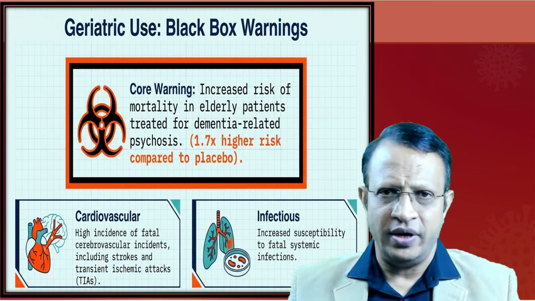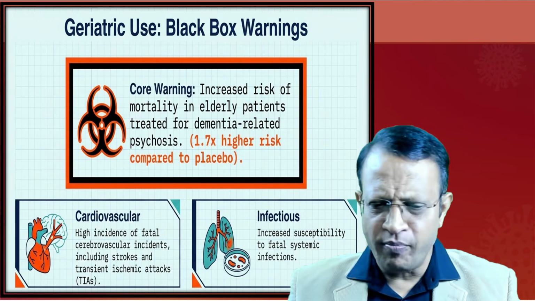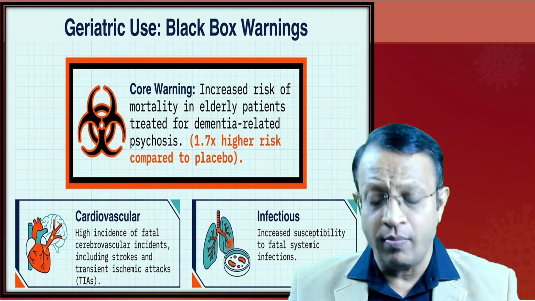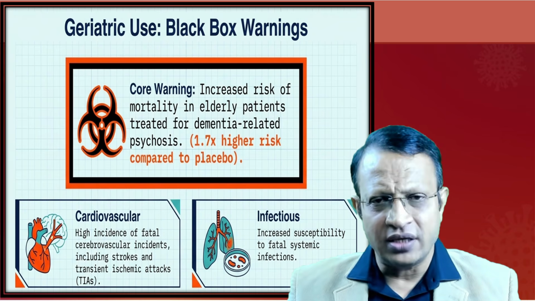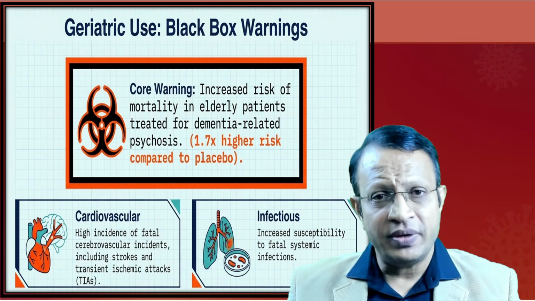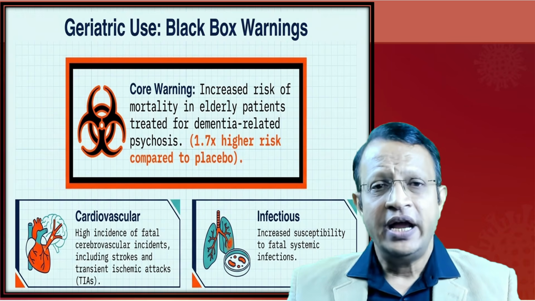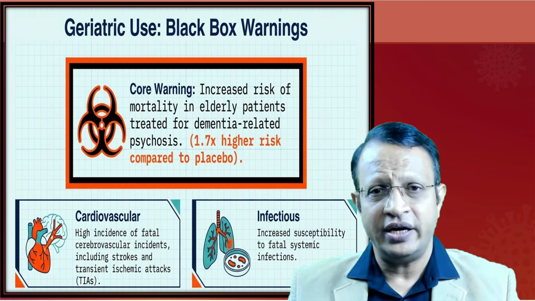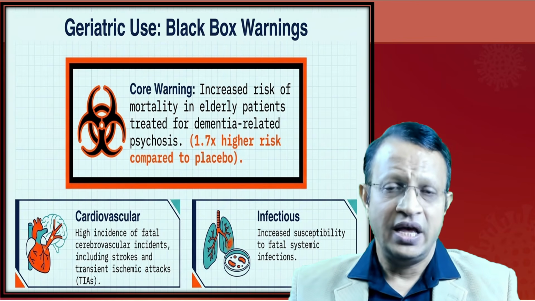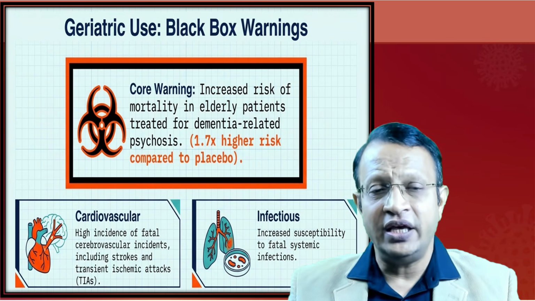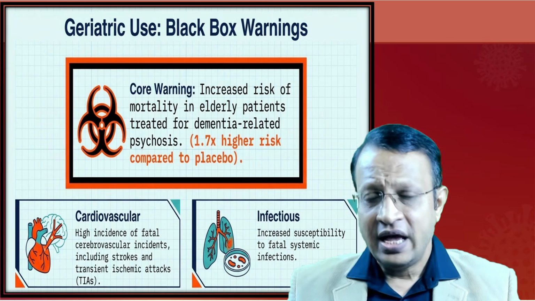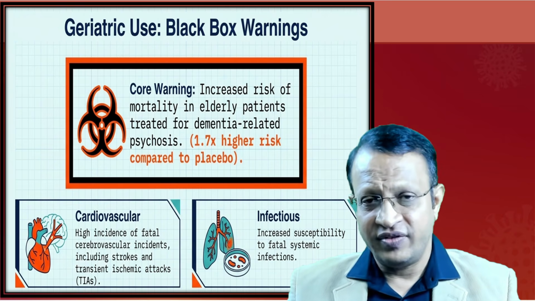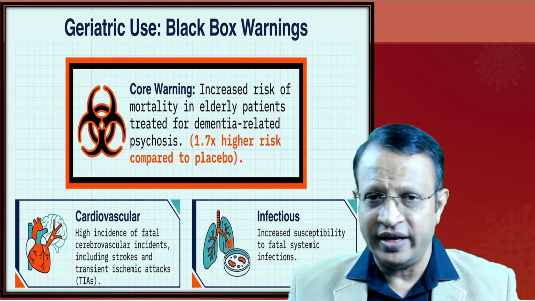What about geriatric population? Again, we do not have much information with regard to geriatric usage, but however, there is a black box warning. As for any other antipsychotics, even cariprazine has a warning telling that it causes increased risk of dementia-related psychosis and sudden death. Hence, invariably when we give antipsychotics in a geriatric patient, we need to weigh the risk versus benefit because sudden cardiac arrest or mortality is very high.